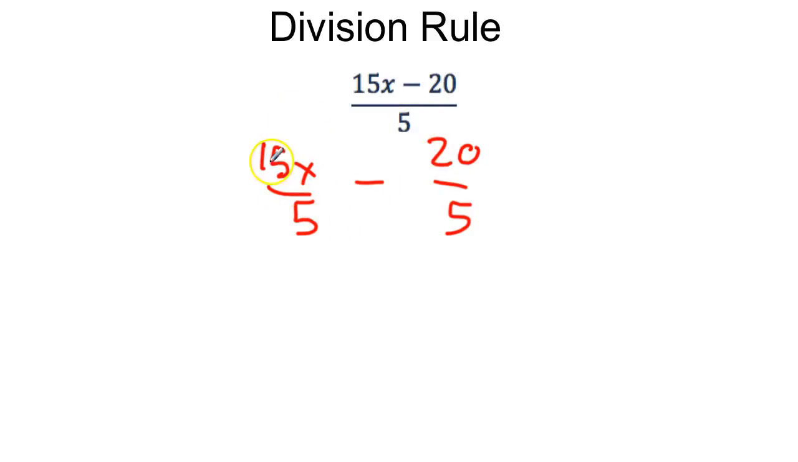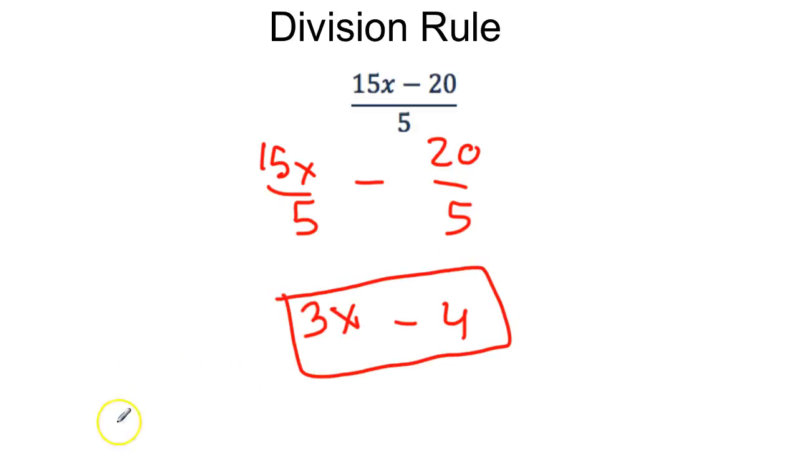Now we need to simplify. So I'll do this one first. What's 20 divided by 5? That's 4. Over here, so this 15x, I can't really divide 5 into x, so I'll do it over here. 15 divided by 5, that equals 3, and I'll just put the x next to it. So this equals 3x minus 4. That is the division rule.